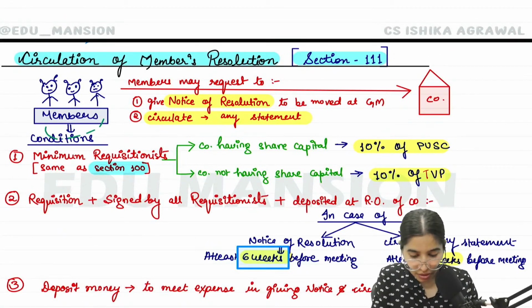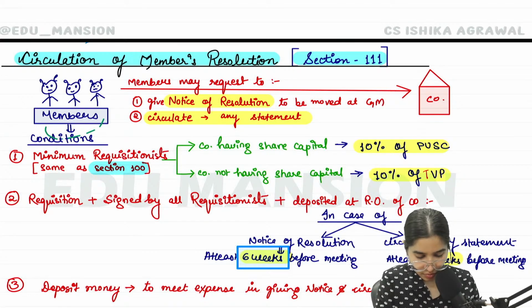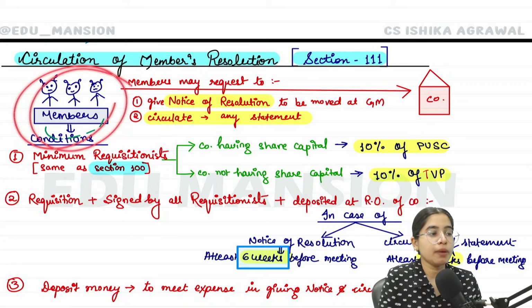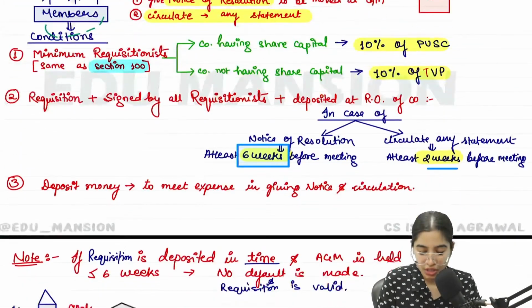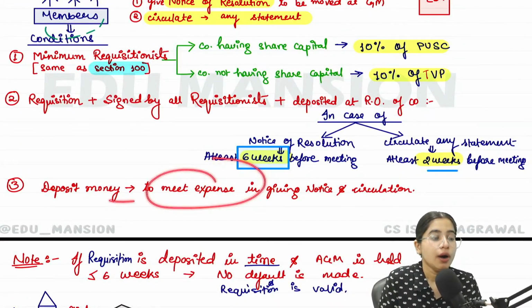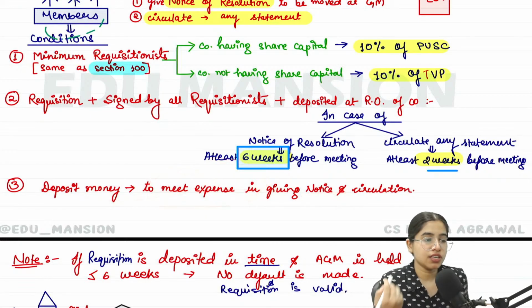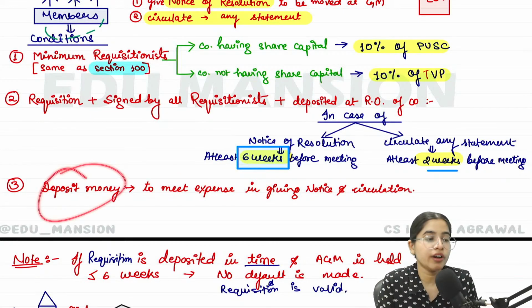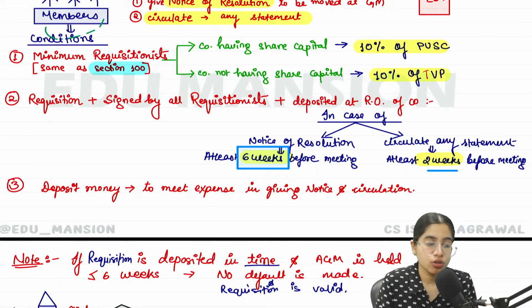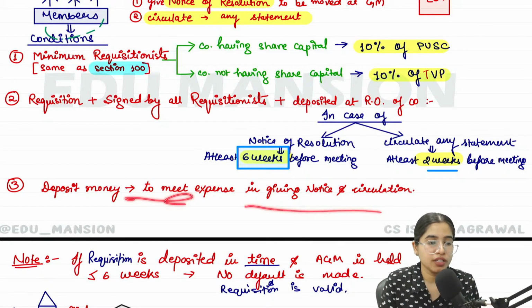So all this, the members who are requesting the company to circulate a resolution, also have to give the expenses. They also have to give the estimated expenditure. Whatever it is, they will have to deposit it in advance. They also have to deposit the money to meet the expenses.